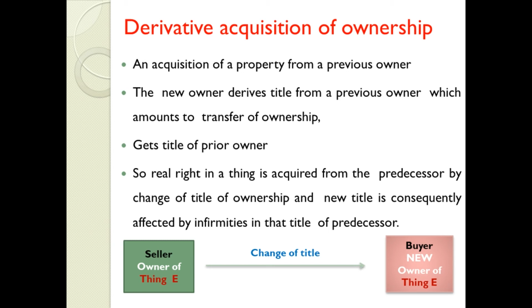A new title is consequently affected by infirmities in the title of the predecessor. So one gets his title from another person, that is the previous owner of that thing. We have a seller, the owner of a thing, who changes his title and gives it to the buyer after the buyer purchases that thing, and the buyer becomes the new owner of thing A.